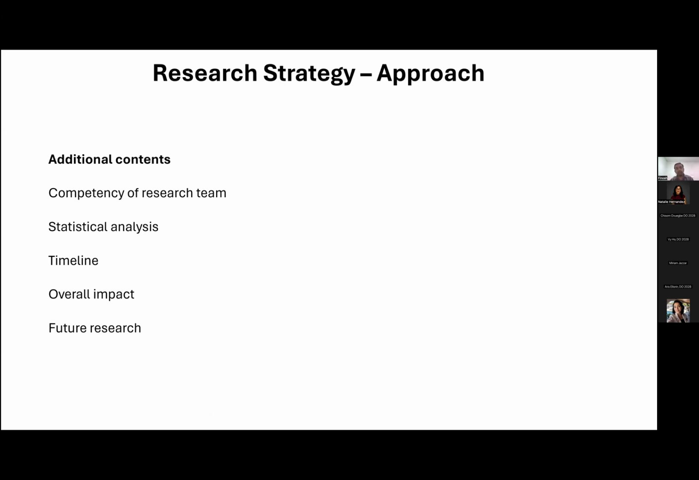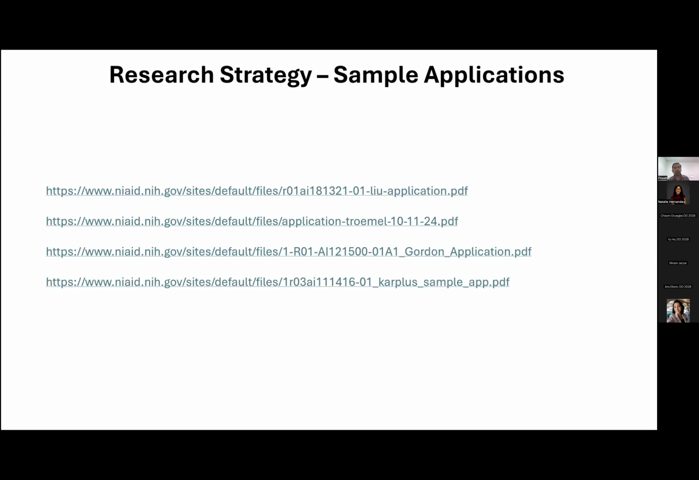Give a timeline, overall impact, as well as future research. Okay, what is your end goal? Maybe you need to bring your next 15-year, 20-year goals based on the data or the outcome from this proposed research. So these are additional components which need to be included that can excite the reviewer. And that's all about writing the research strategy.